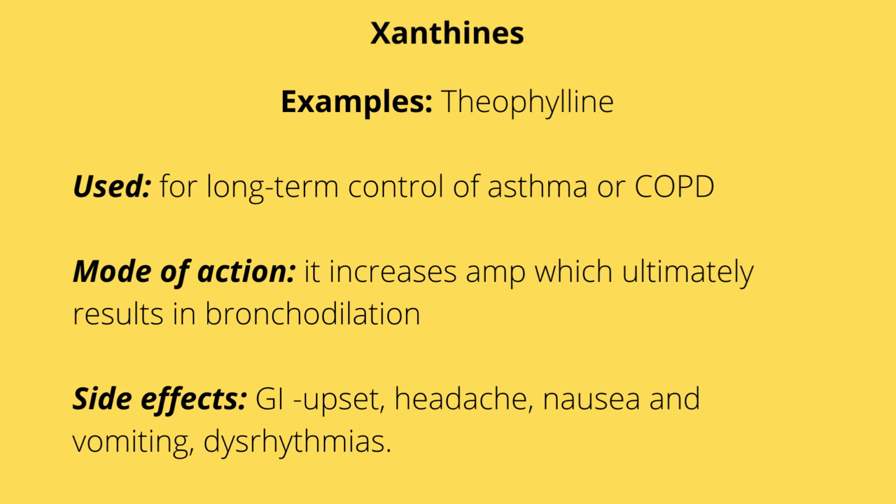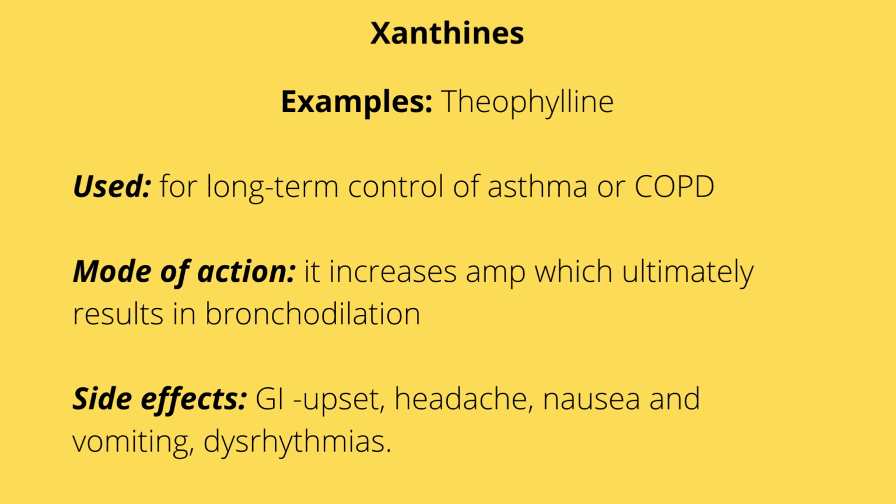So let's talk about Xanthines, and our example for this is Theophylline. Theophylline is one of the medications that is used for our respiratory conditions, and we really need to monitor this medication. So, what is it used for? It's used for long-term control of asthma or COPD. Its mode of action is that it increases cAMP, which ultimately results in bronchial dilation.